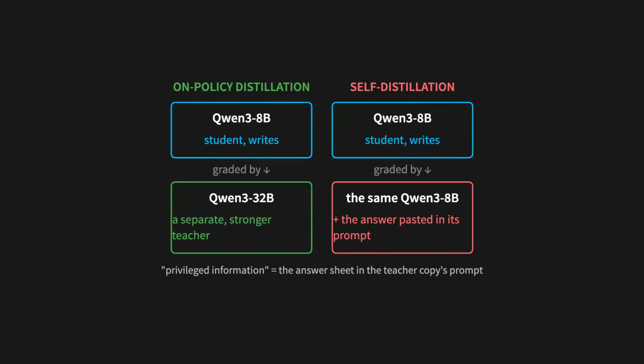Here it is in one picture. On the left, on-policy distillation as we've built it. A student, say Qwen3 8B, writes, and a separate, stronger teacher, Qwen3 32B, grades every token. On the right, the new proposal. Keep the same loop, but the teacher is the same 8B model with exactly one advantage. The reference answer is pasted into its prompt. That advantage has a name, privileged information, and it just means the answer sheet.